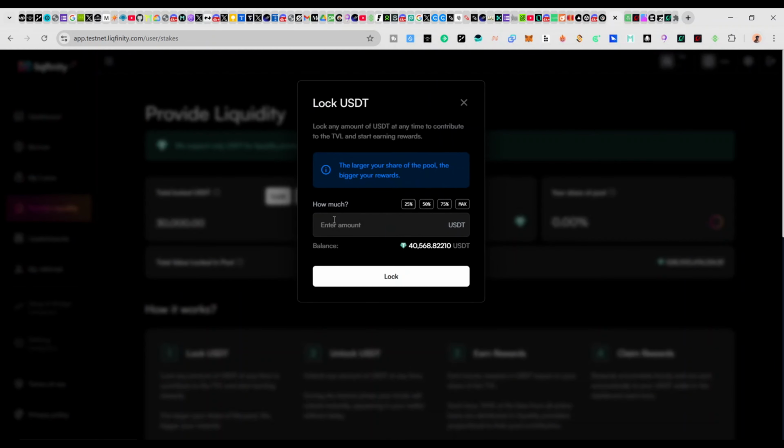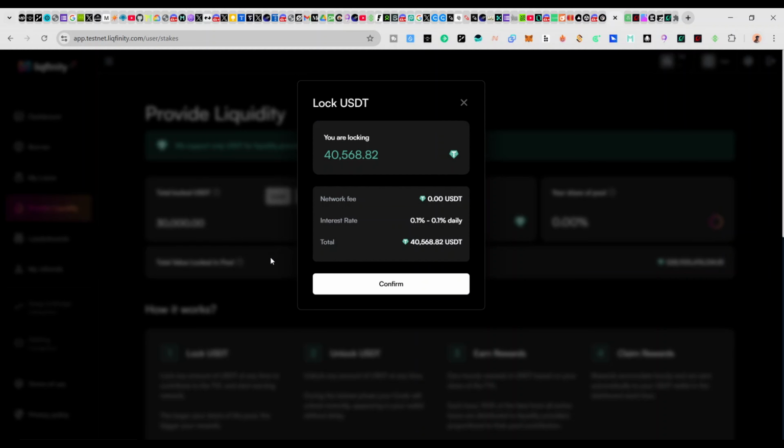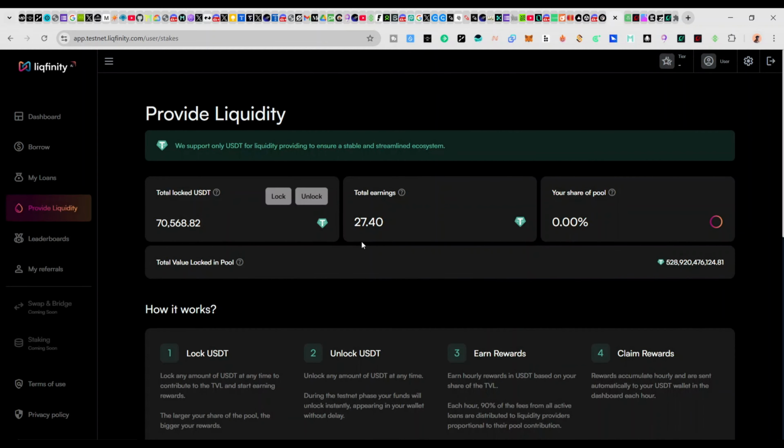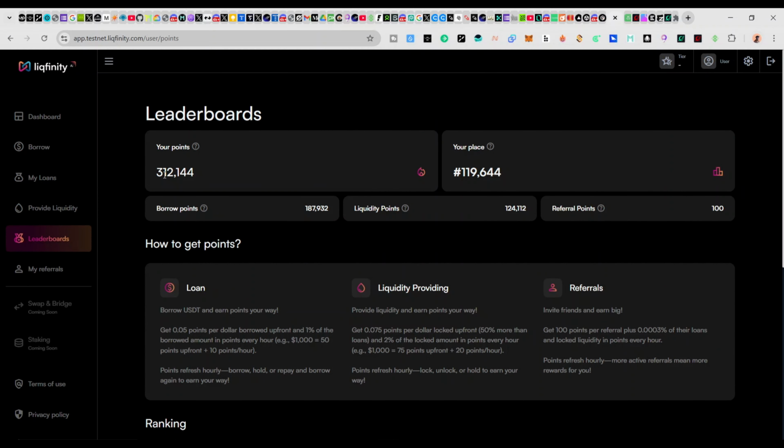So I'll click on lock. Currently I have 40,000 US dollars. I will max out everything in lock. Remember, I have $30,000 locked. I'm adding 40,000 to that. Now the bigger you can lock, the more rewards you have. So I'm going to leave this to run for a couple of hours and probably come back to this the next day. And my points so far, you can see I just went up to 312,000 points.